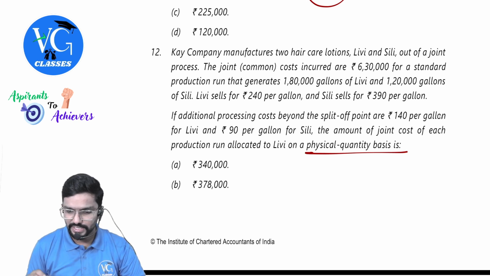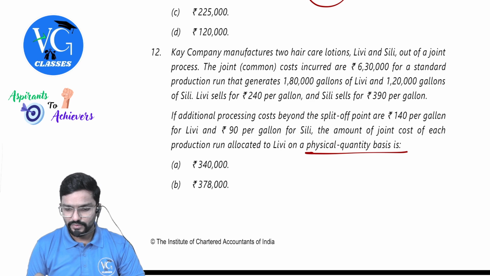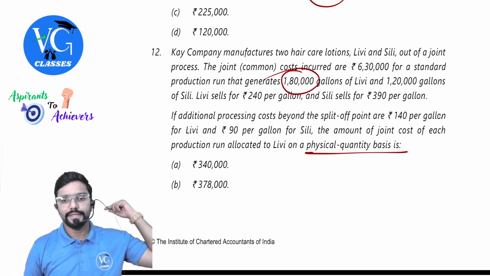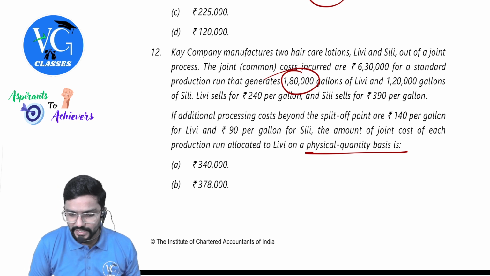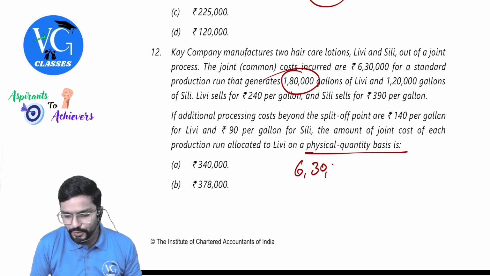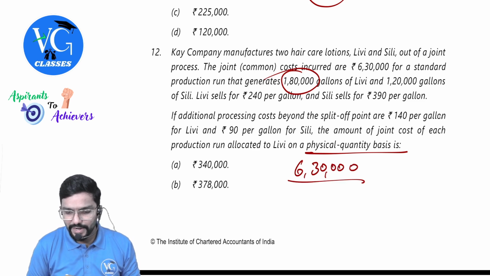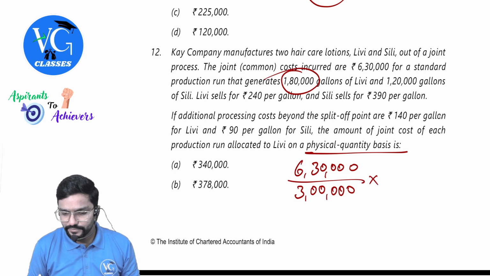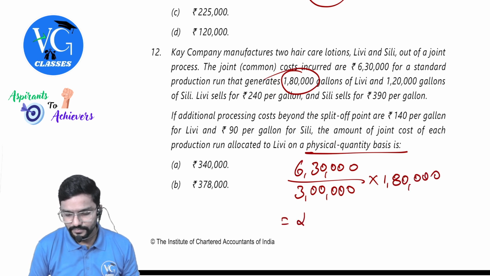For Livy, how much is that price? 180. 180. Okay, so let me calculate. 6 lakh 30 is my total joint cost divided by total quantity 3 lakh into how much for Silly? Silly, sorry, Livy. 1,80,000. Hmm. Sorry?